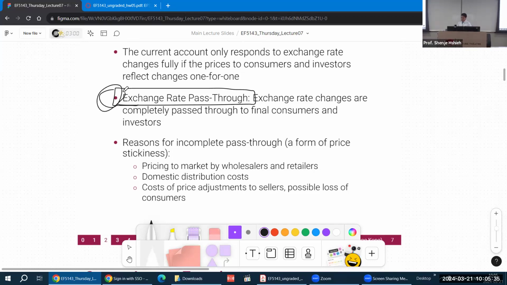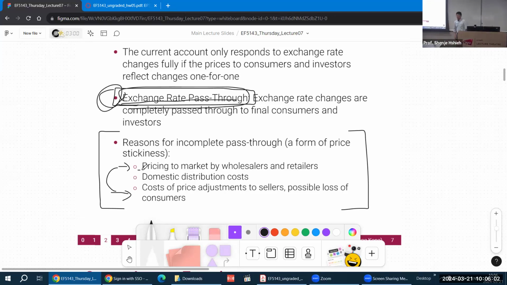I'll talk about this soon, but there's several reasons why pass-through doesn't work. Okay, theoretical reasons. So let me tell you those theoretical reasons here, just to give you a sense of why it doesn't work. So here I have three reasons: pricing to market by wholesalers and retailers, and cost of adjustments to sellers, possible loss of consumers. So these two are related, but let me first, don't think too much about losing consumers. Let's think about just from the perspective of wholesalers.